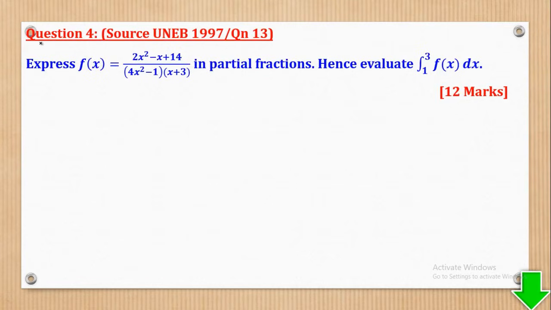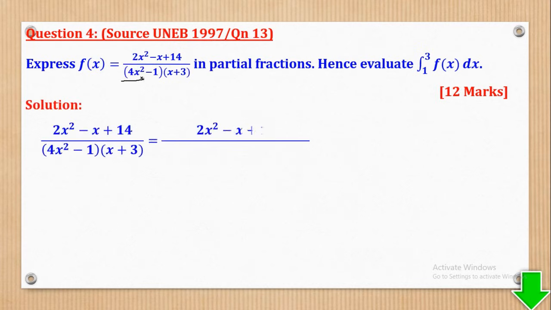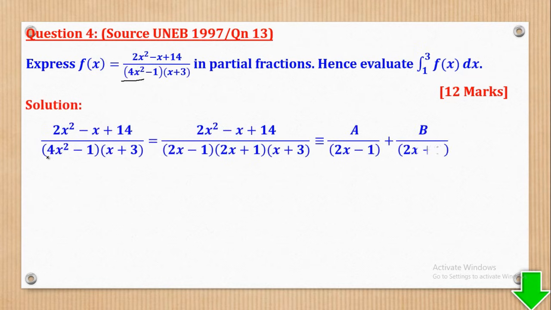Now we shall go to question 4, which came from UNEB 1997, paper 1, question 13, and says express this in partial fractions and hence evaluate that. Now the good thing here, they have tried to factorize, but the factorization is not complete because here there is a difference of 2 squares. So what you're going to do is factorize it further. This difference of 2 squares becomes 2x minus 1 and 2x plus 1.